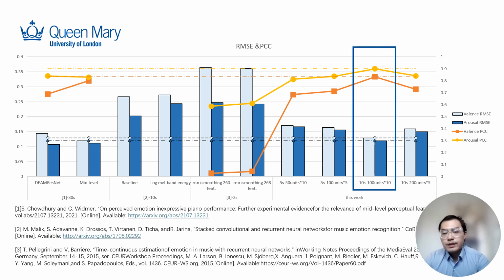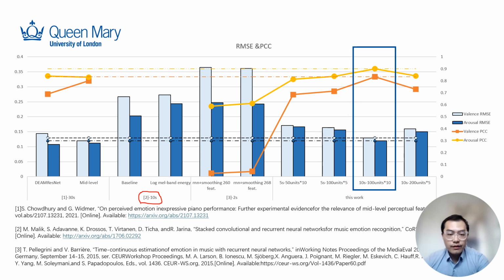Our final deployed model in our framework is this one, the 10-second 100 units times 10 model, and we compare it with 3 different existing works. As you can see, this work also has a 10-second fragment as its input. So we can see we have only half of their RMSE, and in this case lower RMSE and higher PCC means it's a better model. So with the 10-second fragment, our model is better than the existing work.